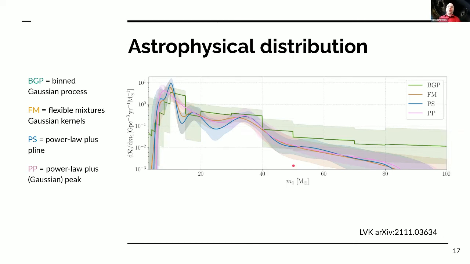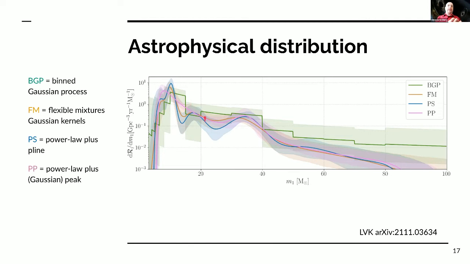In all cases, we're correcting for selection effects. We're using the same data. So, you'd think they give similar results, and the differences come in from the way they are parameterized, different ways of parameterizing the model. So the different models, one, binned Gaussian process. So here we're binning up the mass distribution.